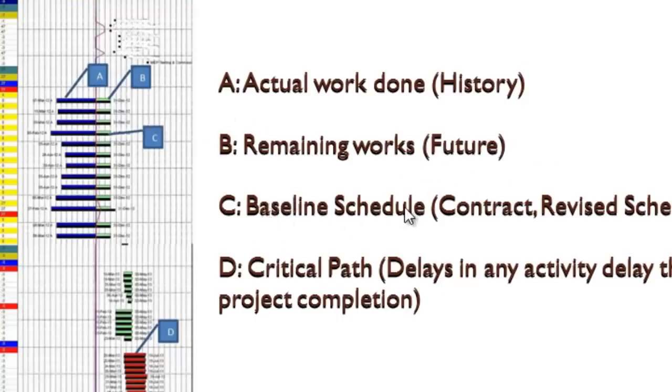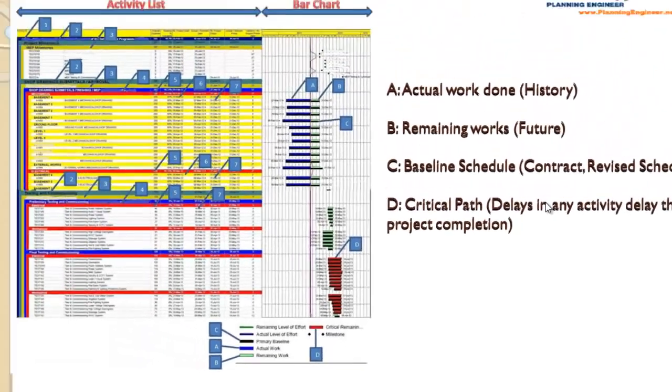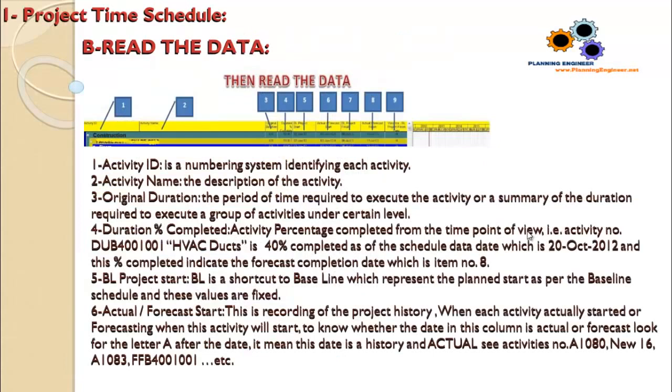C, baseline schedule, contract or revised schedule, which is the black one. D, which is red, the critical path. Any delay in this activity will delay the project completion. So from the first look, you can see what the schedule is, if it is ahead or behind, from this indication. Of course, we'll talk about everything in detail when we come to the second thing. Read the data. B, read the data.